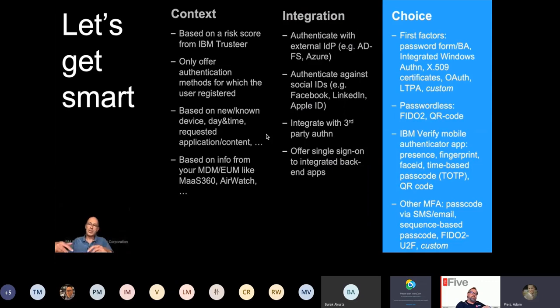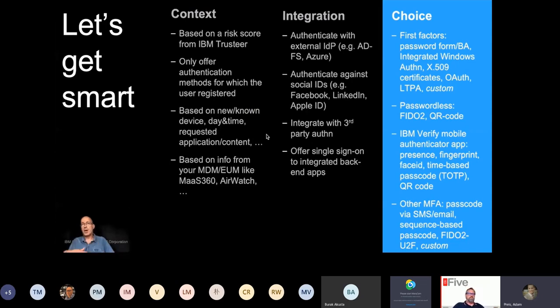And then finally, you must be able to offer your users numerous factors to authenticate. The first factors, as we call them: username, password, integrated Windows authentication, certificates, OAuth, LTPA, and so forth. You must also be able to provide things like passwordless authentication with the very popular FIDO2, which is coming up now. And then, of course, with Verify Access, we also provide an authenticator app, which is able to authenticate the user by sending them a push message and have them presented a fingerprint or a face ID and so on.